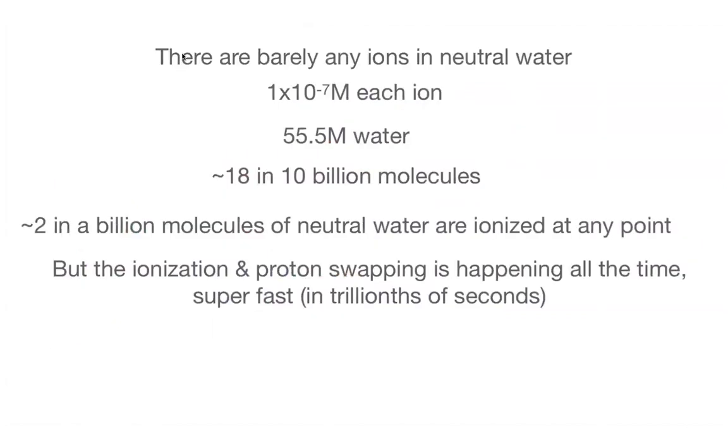But there are very, very few ions in water. By doing some calculations from the pH and the molarity of water, you can figure out that only about 2 in a billion molecules of neutral water are ionized at any point. But this ionization and proton swapping is happening all the time. So it's super duper fast. We're talking on the order of trillions of a second.